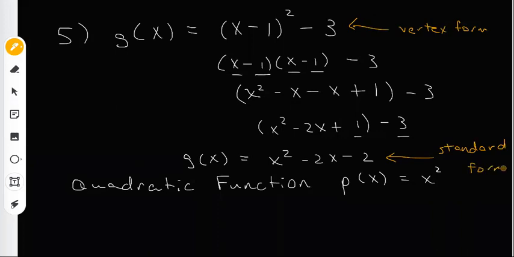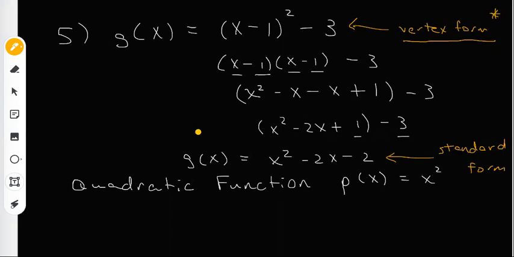You can kind of see the difference. When we want to do transformations, we want to look at the vertex form first. So we can write this in vertex form or standard form, but to look at the transformations, you got to actually look at the vertex form.